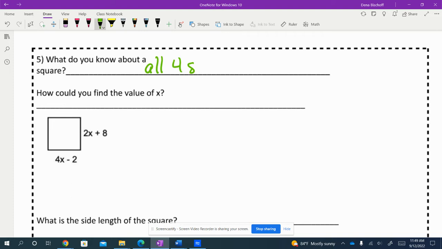All 4 sides have the same length. Sometimes the eraser works and sometimes it just keeps scribbling more. All 4 sides have the same length. Okay. So that means that this side right here has to be the same as this side. The same as means what? Equal to. So how could you find the value of x?